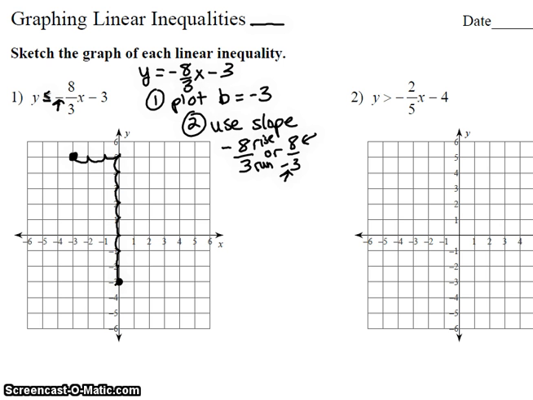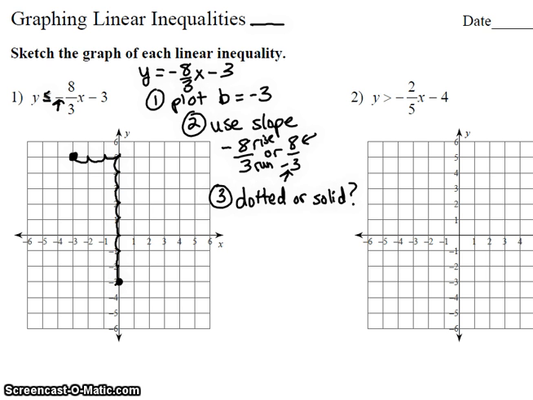Now remember, a slope that's negative goes down from left to right. So if I look at these 2 points and I'm going to draw a line through them, I got to make sure it's going to go down from left to right. So I got my 2 points, and before you draw the line, remember, we have to determine what kind of line we're going to draw. Are we going to draw a dotted line or a solid line?